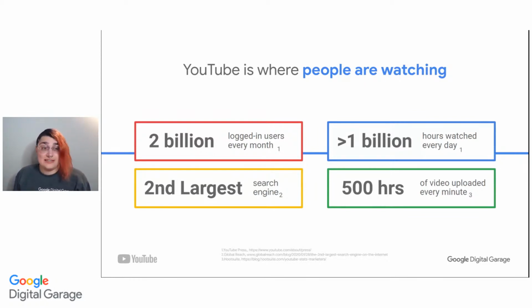Now, the first largest is Google, but YouTube is also a search engine. If you're looking for a particular video, you'll type it into the search bar. And people use YouTube like a search engine. That's what we're going to be looking at in the last section of this presentation, because people do use YouTube to find the answers to questions that they have.